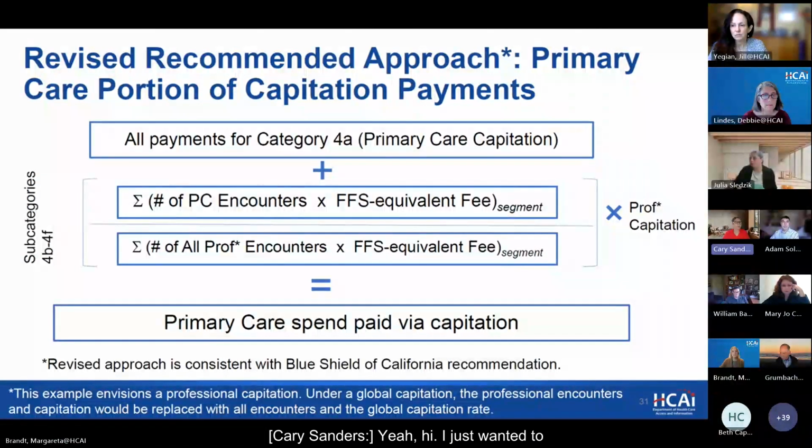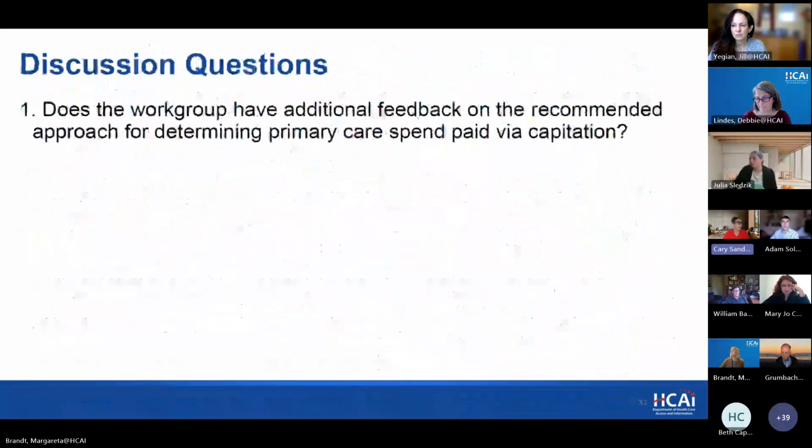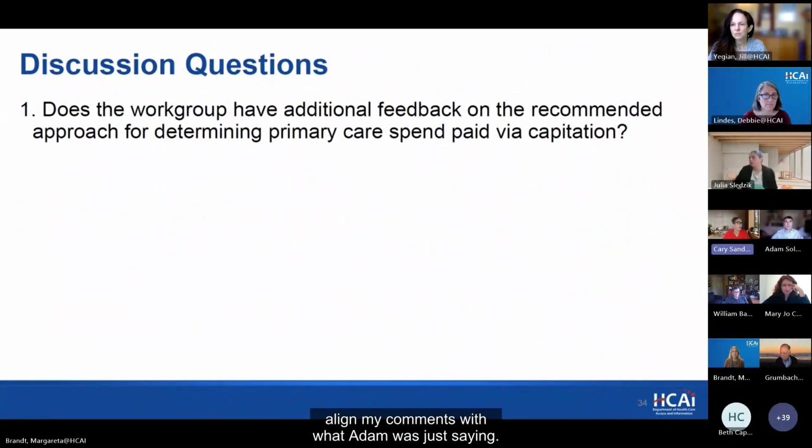Yeah, hi. I just wanted to align my comments with what Adam was just saying. I appreciate seeing, on slide 27, the non-claims primary care spend measurement approach that's inclusive of a lot of the population health and practice infrastructure changes that we're really hoping to see come out of this focus on advanced primary care payment models.